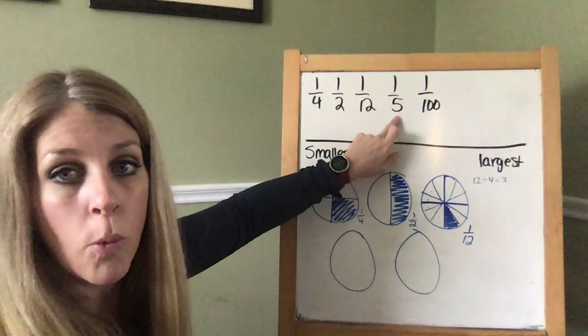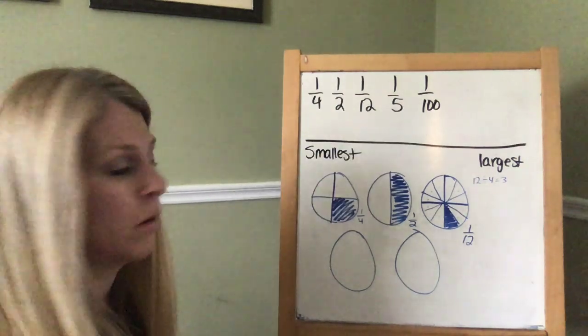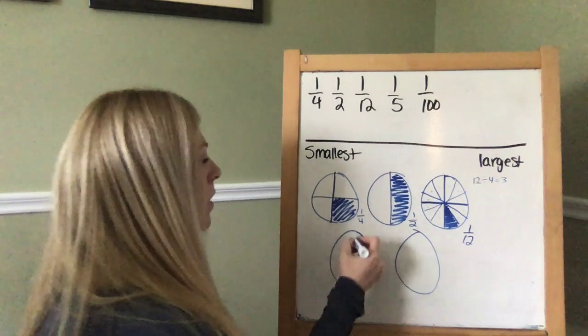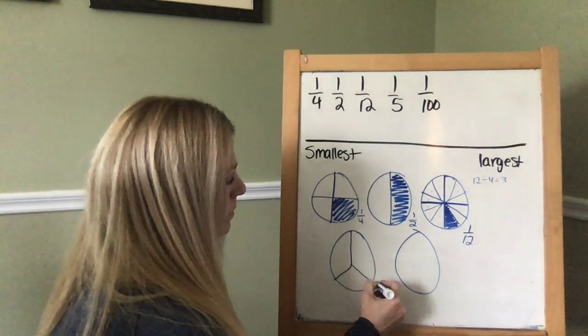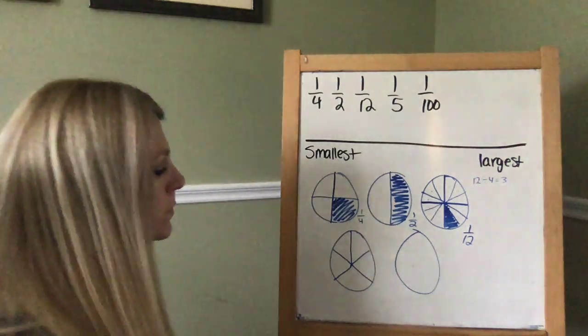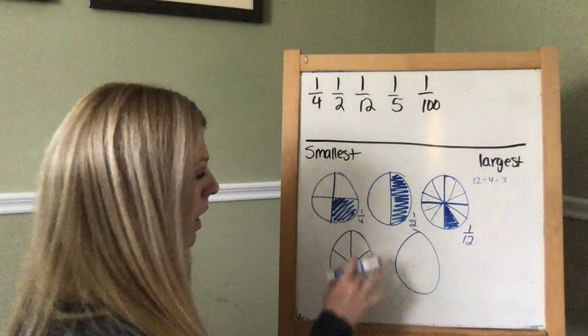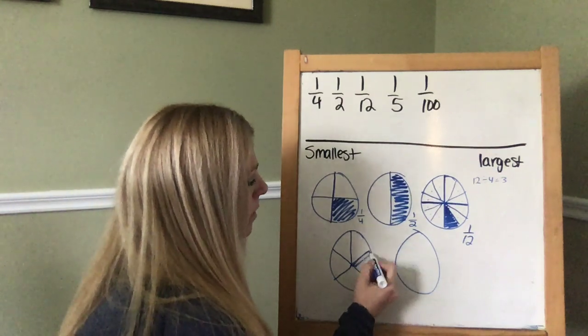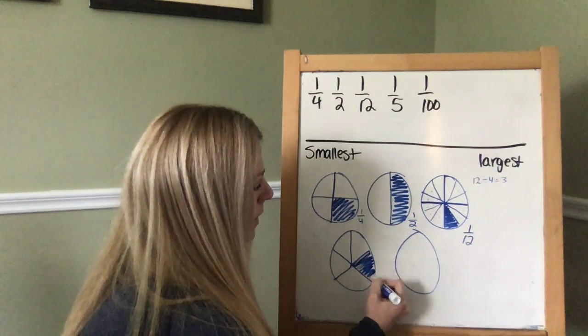What do we know about 1/5? We would have 1 out of 5 pieces, right? So I'm going to split this pizza, and it won't be perfect, okay, but I mean for them to be equal. So this one's kind of a little bit bigger, but we get the idea. So 1/5 would be about like that, right?